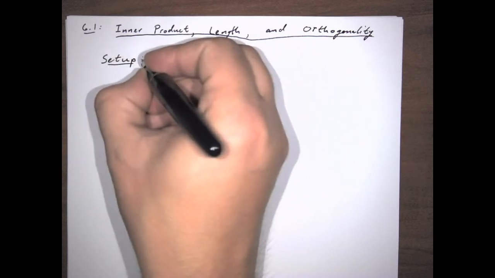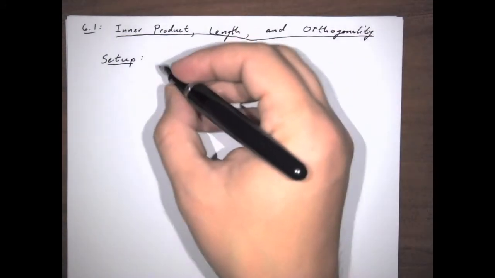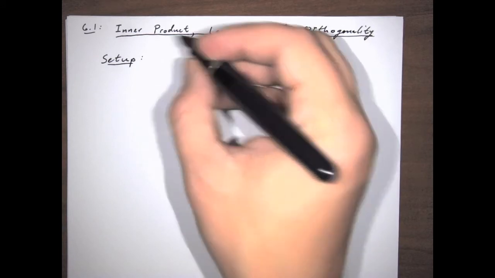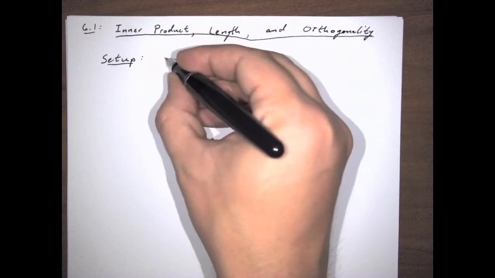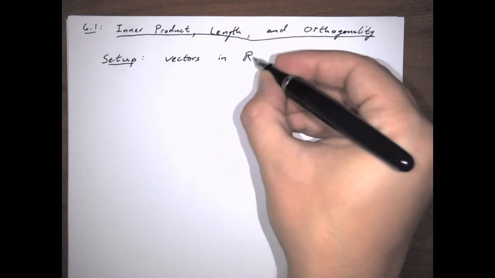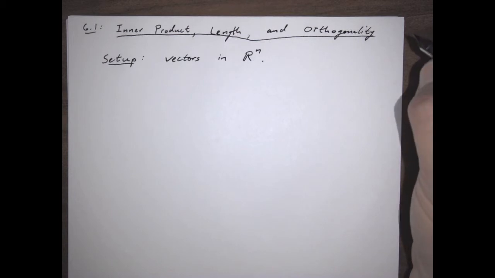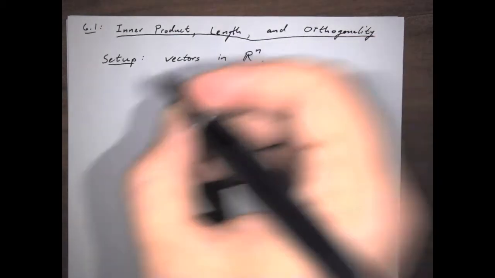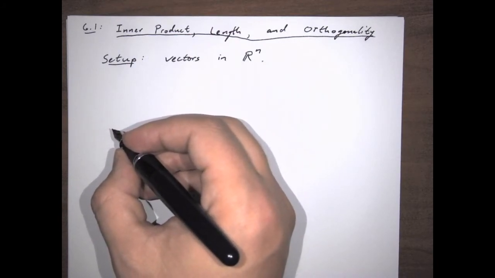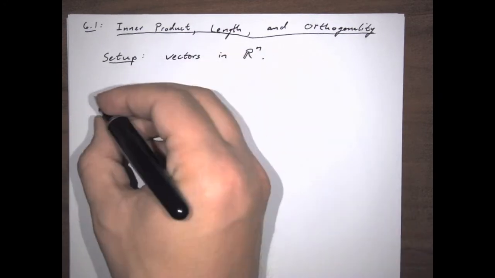Alright, we will start by taking a look at our setup. Our setup is going to be, we are going to be looking at vectors in Rn. So we are going to be looking exclusively at vectors here. There's not going to be any mention of any matrices, just vectors. So setup, vectors in Rn. And by vectors in Rn, we just mean nice, good old-fashioned column vectors. Nothing too crazy, nothing too exotic. We're not talking about polynomials or anything like that. Just regular old vectors in Rn. Okay, first off, the inner product.